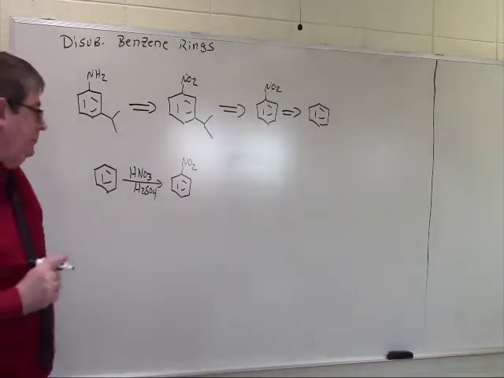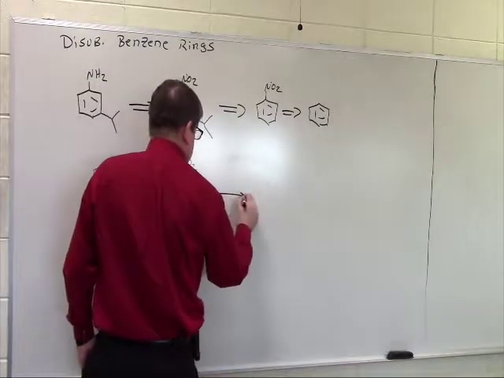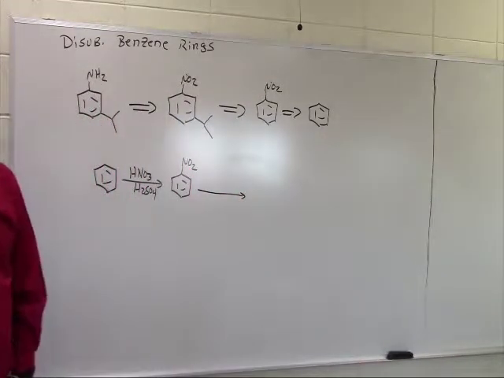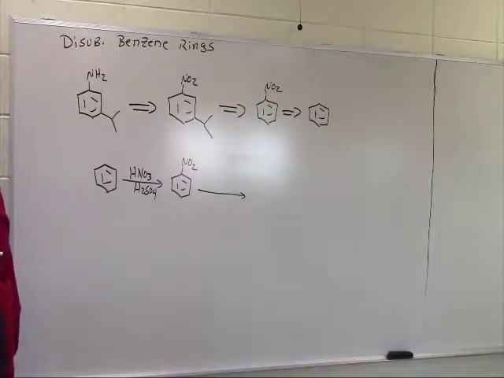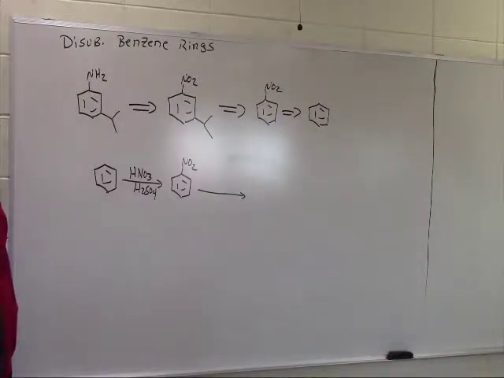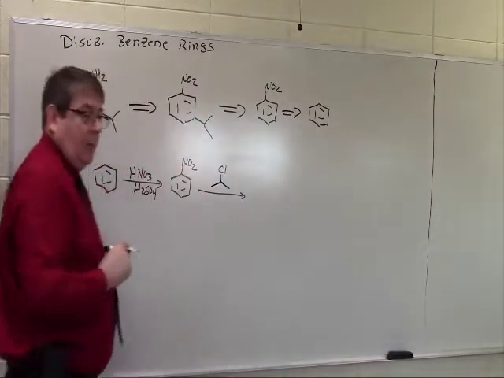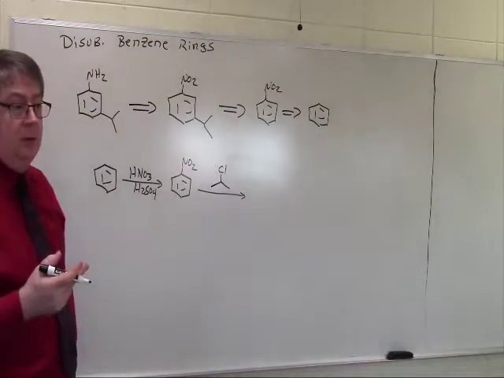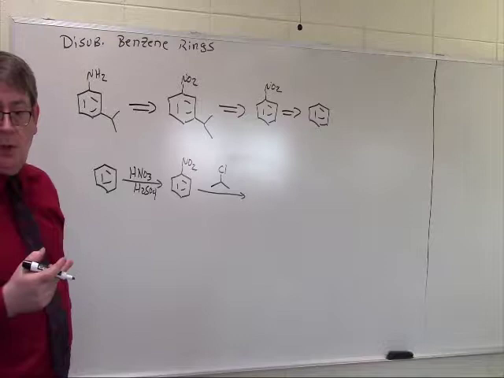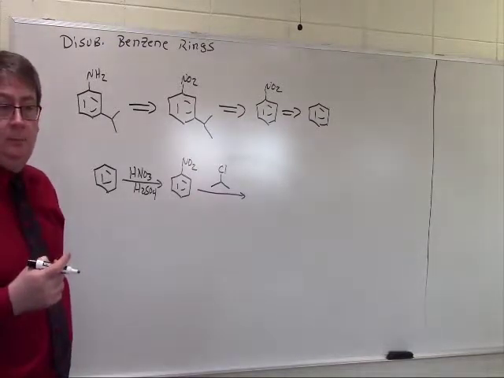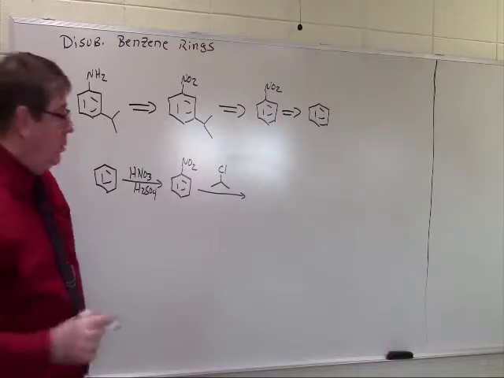Now what do I need to do? I need to add the isopropyl group. How do I do that? What's the name of the reaction? Friedel-Crafts. So I can do Friedel-Crafts alkylation. So I need isopropyl chloride or something like that. And what else? What other reagent do I need? Aluminum trichloride, right?